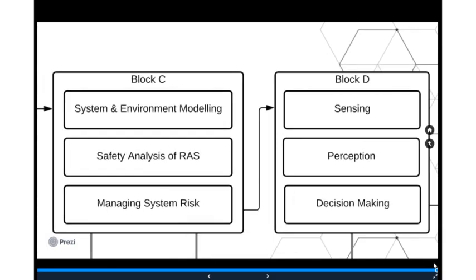Block C deals with the types of safety risk analysis for both the systems that use autonomy and the environment within which they operate. Block D looks at system and component level aspects for safety assurance of RAS, in particular sensing, understanding, and decision making.